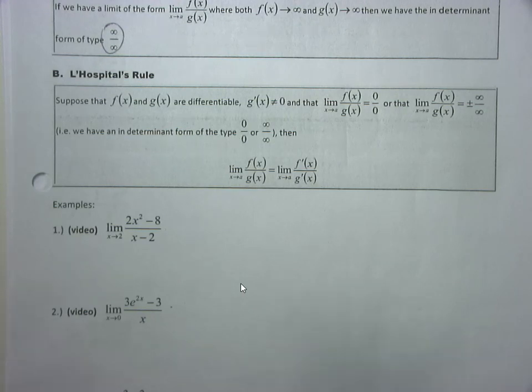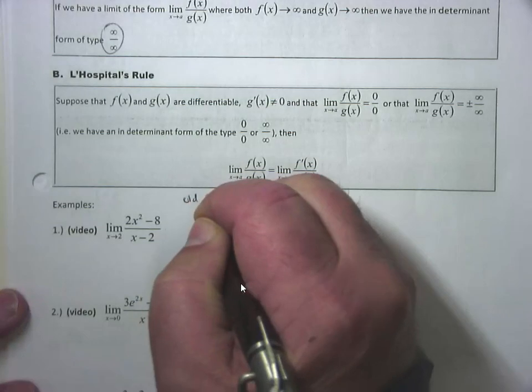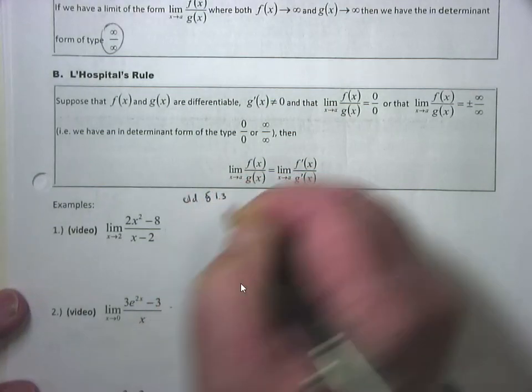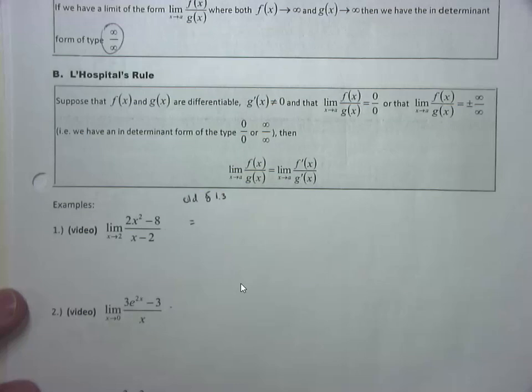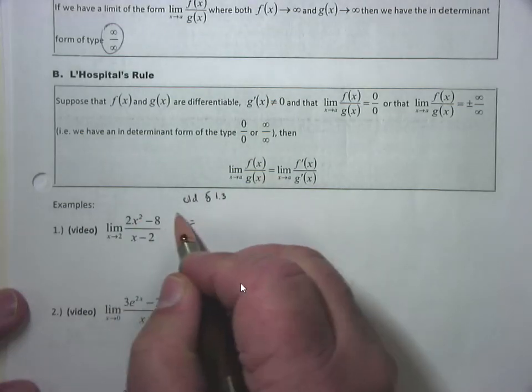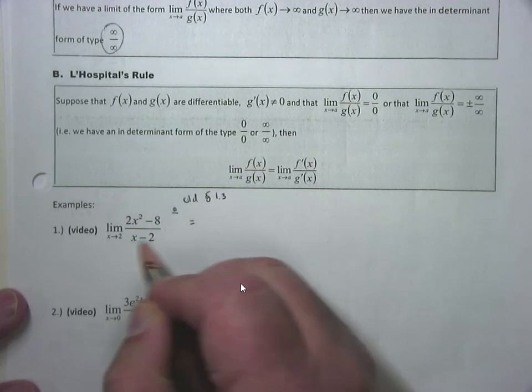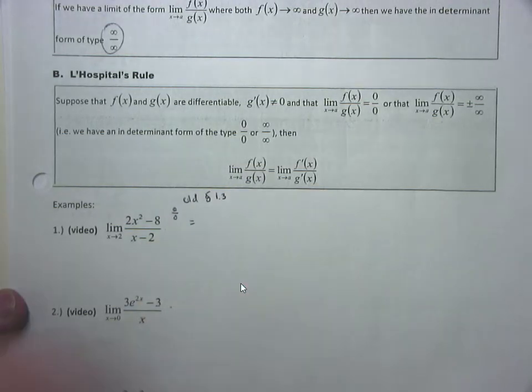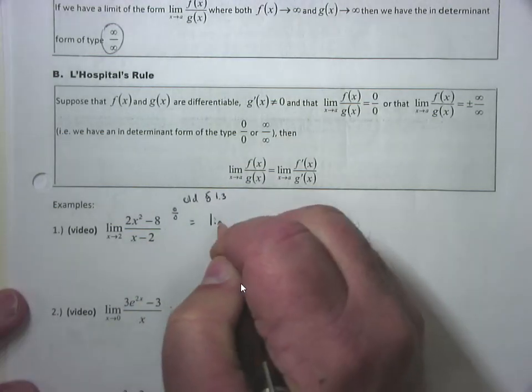If I did it the old section 1.3 way, the first rule of limits is to plug in the number. Plug in 2. Well, 2 squared is 4, times 2 is 8. 8 minus 8 is 0, divided by 2 minus 2, which is 0. In the old way, we would have to do algebra.